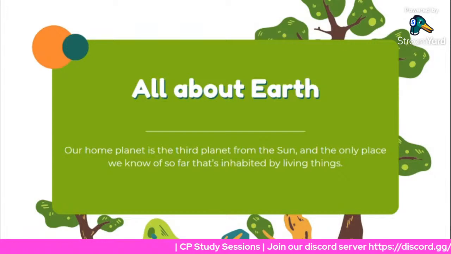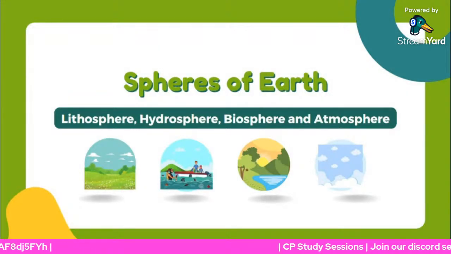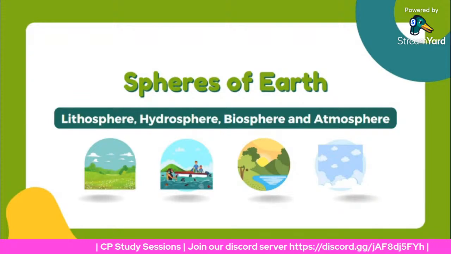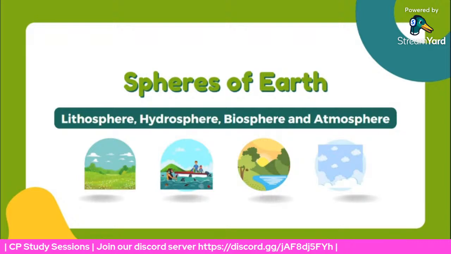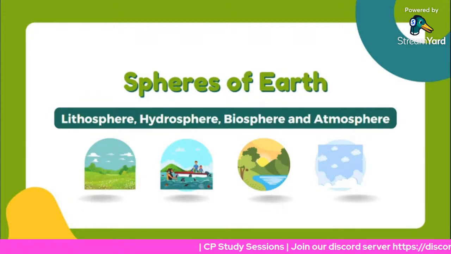Everything in Earth's system can be placed into one of the four major systems. And these are the land, water, living things, or air. These four subsystems are called spheres. Specifically, they are the lithosphere, which is the land, hydrosphere, which is the water, biosphere, where living things exist, and atmosphere, which is the air. Let us begin with the lithosphere.